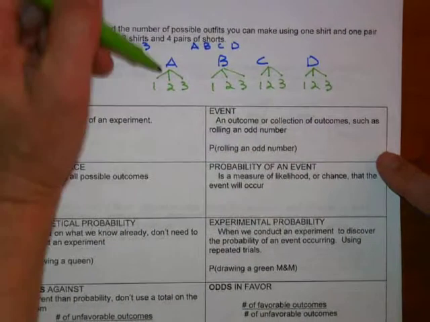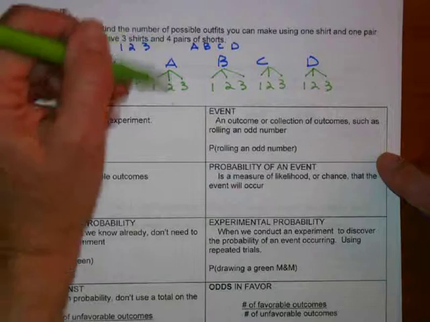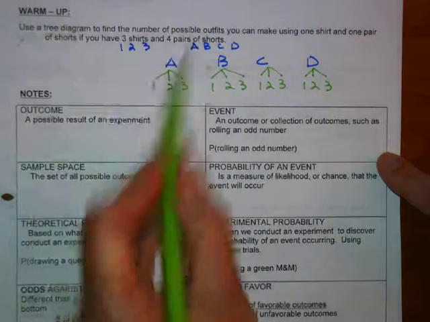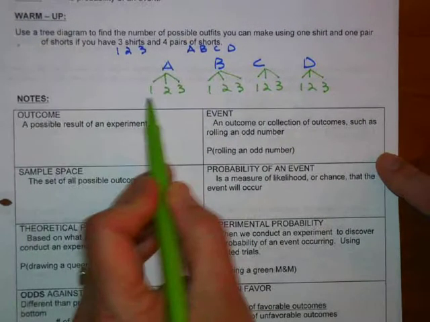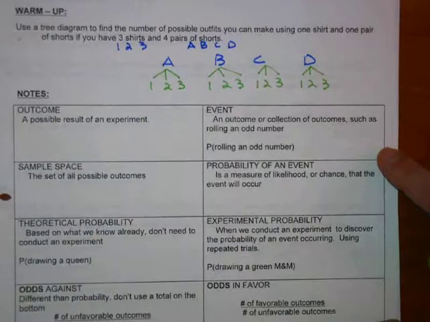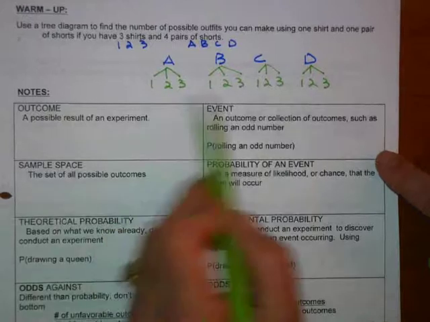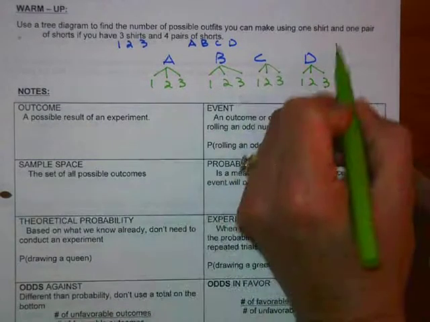So if I look at this, I've got this combination, this one, this one, this one, this one, this one. How many do I have altogether? Options? 12. And really, you could do 3 times 4. Yes, you could. But we were asked to make a tree diagram. And then we count the branches, and there's 12 outfits.